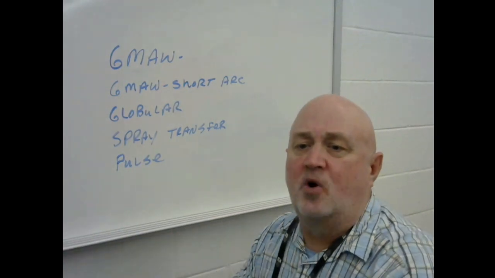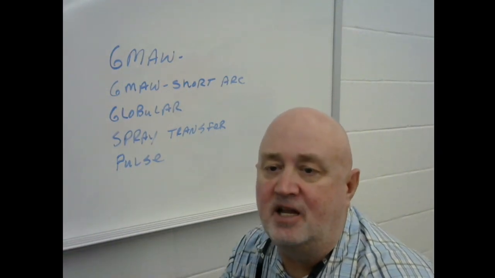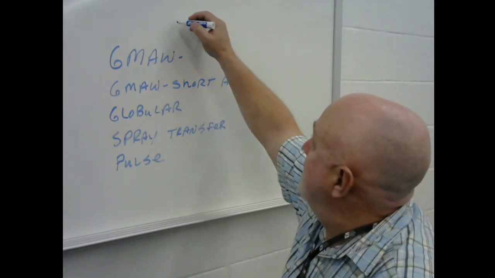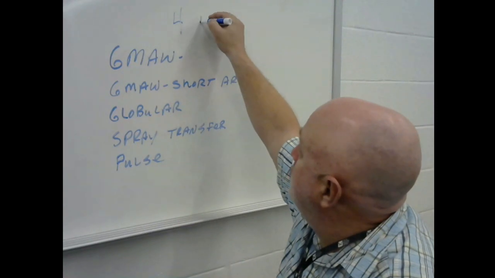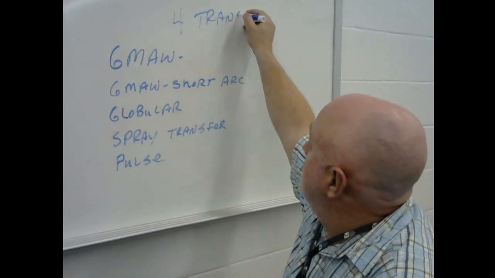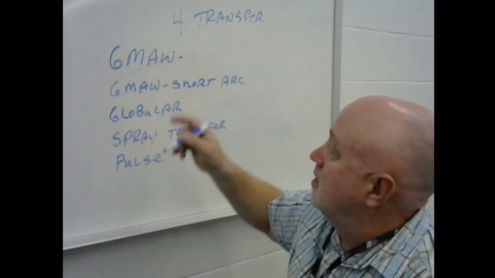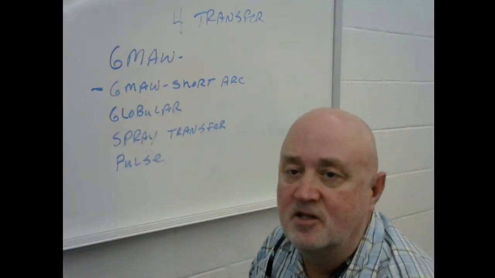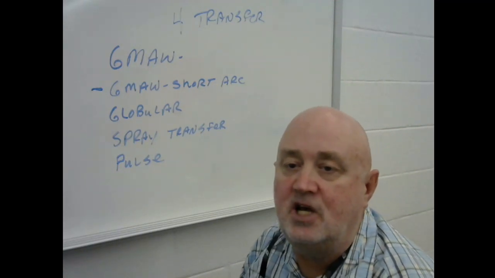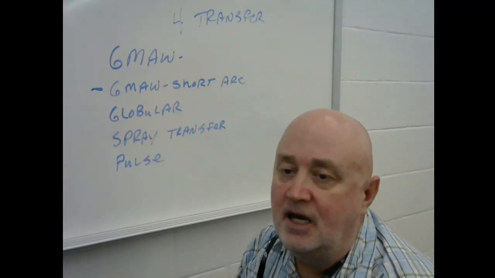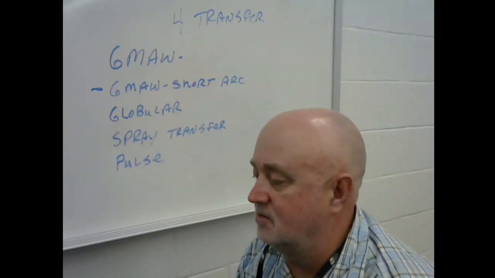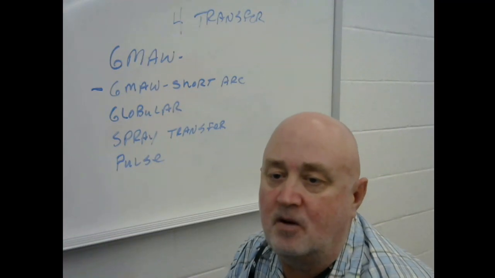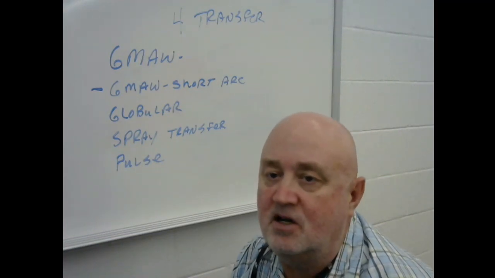All right, let's have a short conversation today about GMAW, gas metal arc welding. Okay, so in gas metal arc welding, we've got four transfer modes. First, we got the low voltage, the low current, the low power, the low heat input, GMAW short arc. It's the lowest power input into the weld joint. The quantity of thermal energy going in there is the lowest.